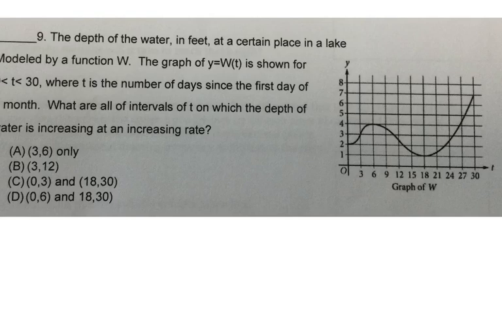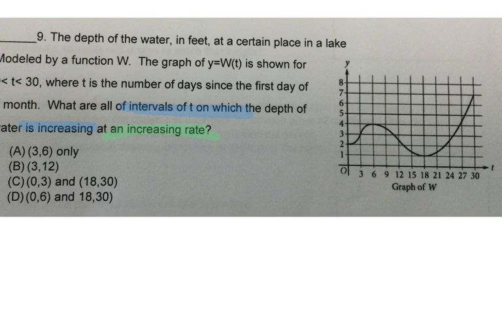Okay, so if we work number 9, the real question here is, what are the intervals of this function in which water is increasing at an increasing rate? So what does the graph look like if it's increasing at an increasing rate? Well, from left to right, the y's have to be going up, but the graph has to also be concave up. If the graph is concave down, it's increasing at a decreasing rate. Right? So think about slopes of tangent lines and what happens.